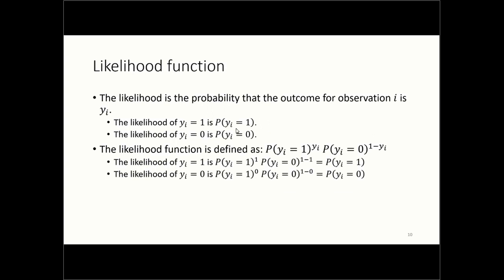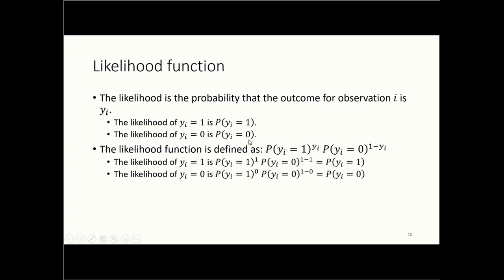Okay, so switching gears now, let's talk about what is likelihood and likelihood function. The word likelihood is the same as the word probability in English. So if we say likelihood, it's the same as probability. And the likelihood is basically the probability that the outcome for a particular observation i in the sample would be yi. So here we would say the likelihood or the probability of yi being equal to 1 is basically the probability of yi equals 1. The likelihood of y equals 0 would be the probability that y would be equal to 0.